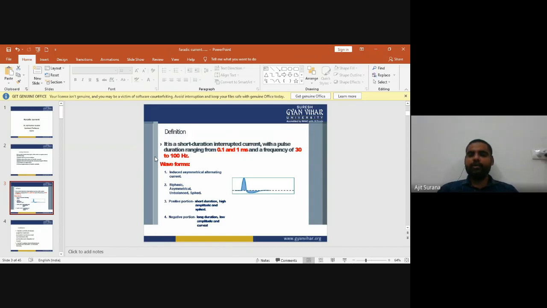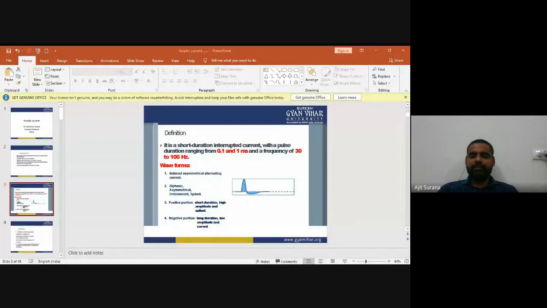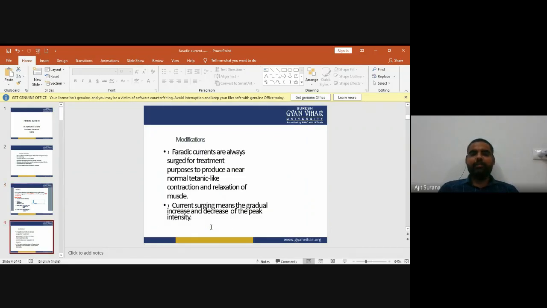It is mainly a short duration interrupted current with a pulse duration ranging from 0.1 to 1 ms and a frequency of 30 to 100 Hz. The waveform induces asymmetrical alternating current, biphasic, asymmetrical, unbalanced and spiked. The positive portion has short duration, high amplitude and is spiked; the negative portion has long duration, low amplitude and is curved. Now the modification of the Faradic currents.